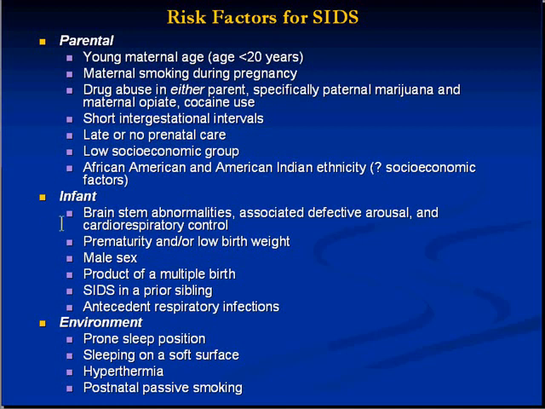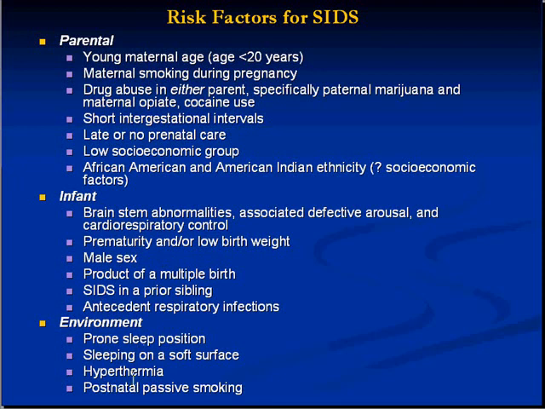On the baby side of the risk factors, the infant, sometimes there are a few reported brainstem abnormalities. They're not consistent. There's nothing you could say that you want to put on the books or show a picture of. It's more thought of as being a physiologic abnormality in terms of cardiorespiratory control, but prematurity and low birth weight is related to it. Males more likely than females. Multiple birth or twins, triplets more likely to have SIDS. SIDS in a prior sibling more likely to have SIDS. And antecedent respiratory infections in the baby as well.